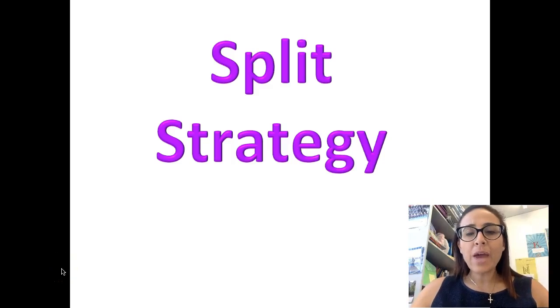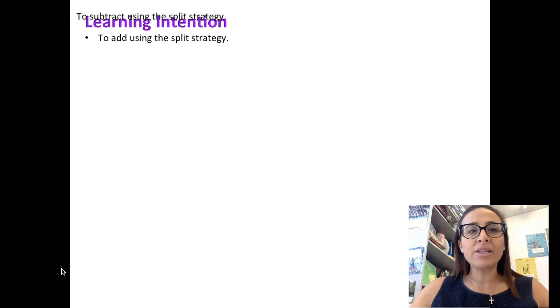Hi Year 4, today we're going to be learning about the split strategy. The learning intention: you're learning to add using the split strategy and you're learning to subtract using the split strategy.